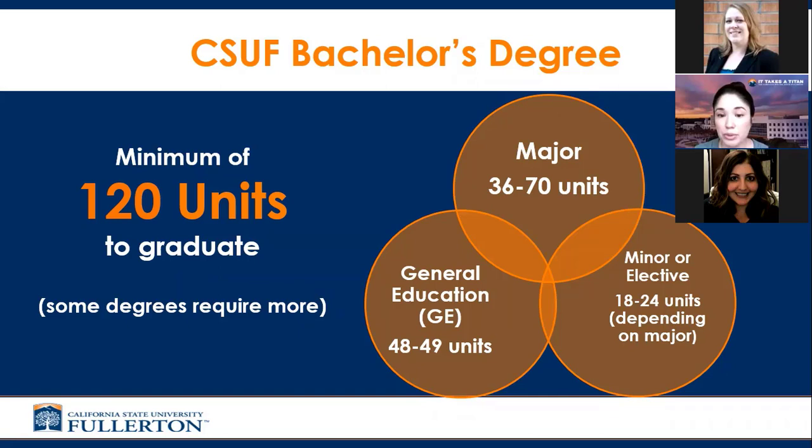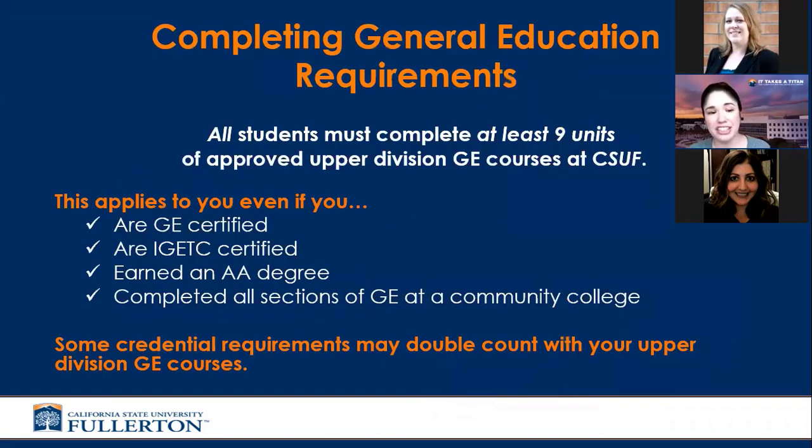I remind you that you are not done with general ed just yet. All students must complete at least 9 units of approved upper division GE courses at Cal State Fullerton. This applies to you even if you are GE certified, IGETC certified, or earned your AA. These are 300-level GE courses that you could not have completed at community college.